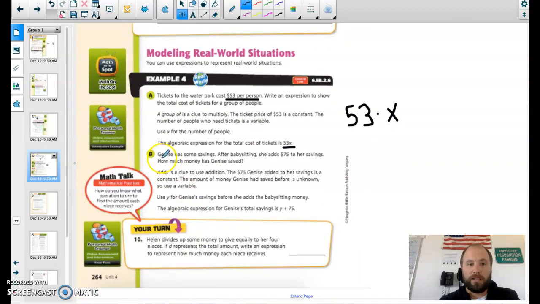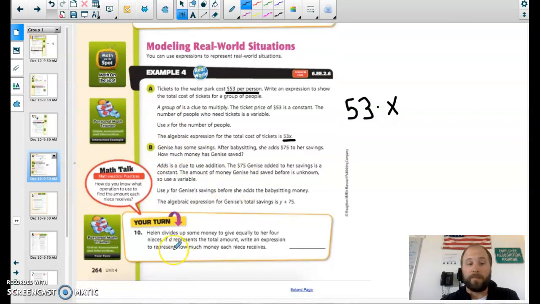So it says, there's our next one. If you want to read that, that's fine. I'm going to move into your turn. We're going to do this guy together. So it says, Helen divides up some money to give equally to her 4 nieces. Equally tells me something here. If D represents the total amount, write an expression to represent how much money each niece receives.